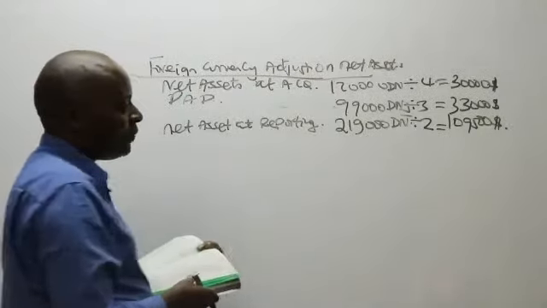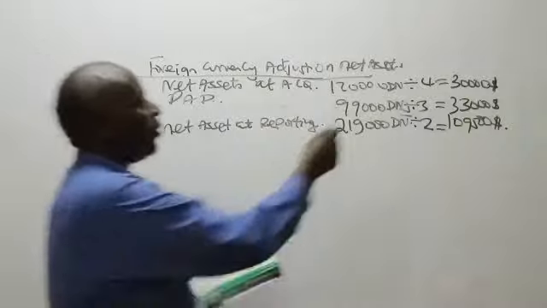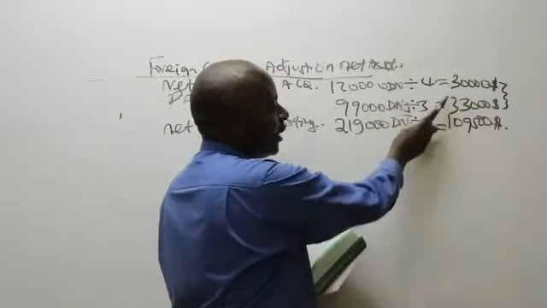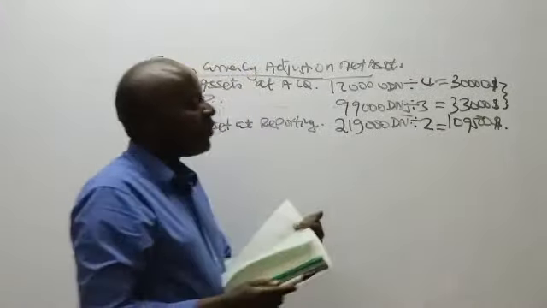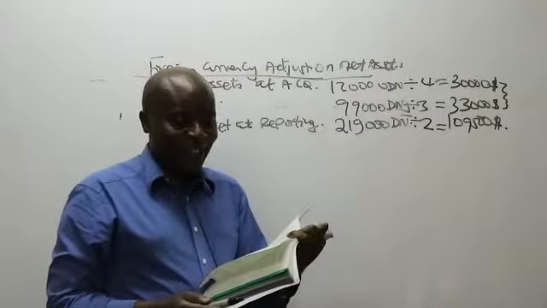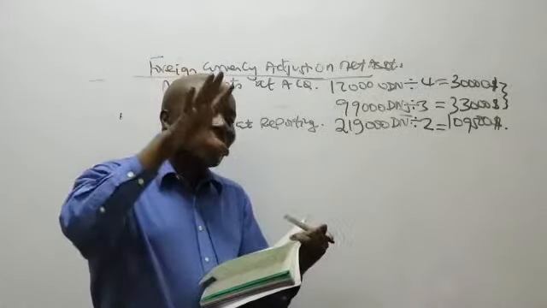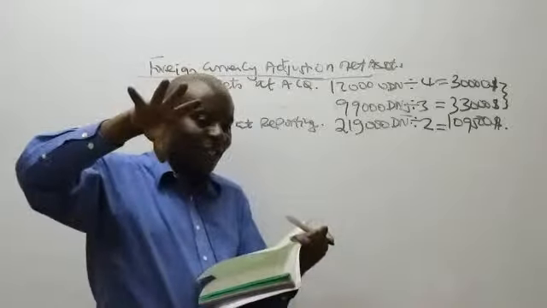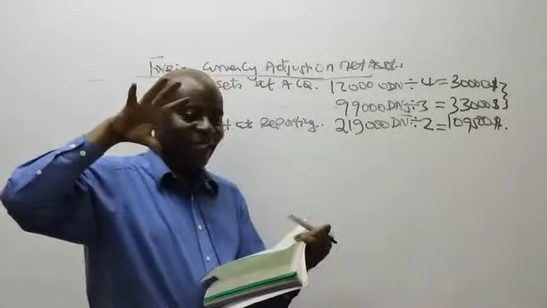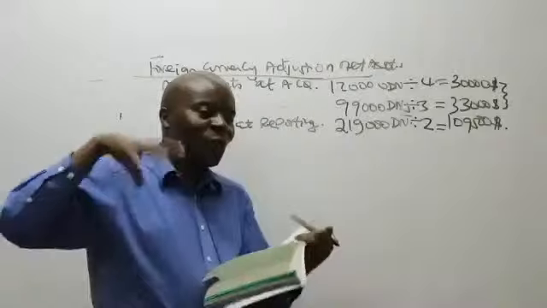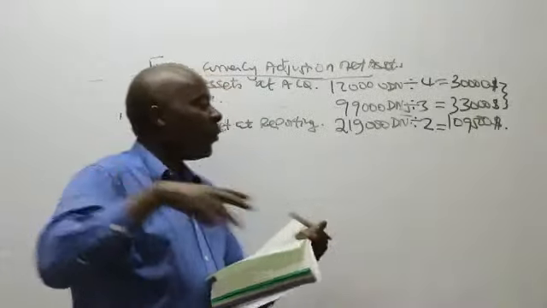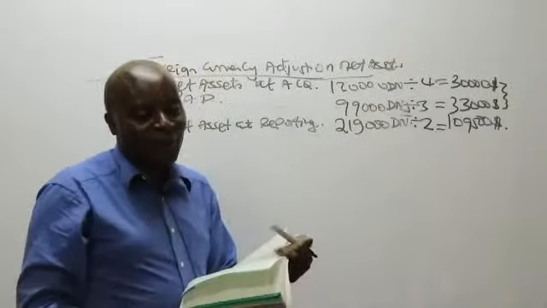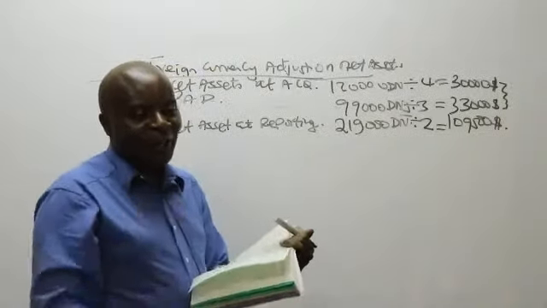And therefore, ladies and gentlemen, look at this. At the end of the day, you are required to add the 2. When you add the 2, you'll get 30,000 plus 33,000, giving you 63,000. That is the value that our assets were supposed to have, 63,000. But because of the translation differences, our net assets at the end of the year have a different value.